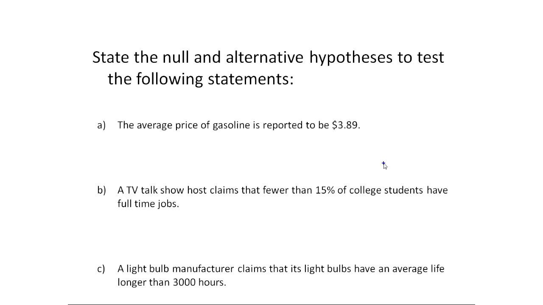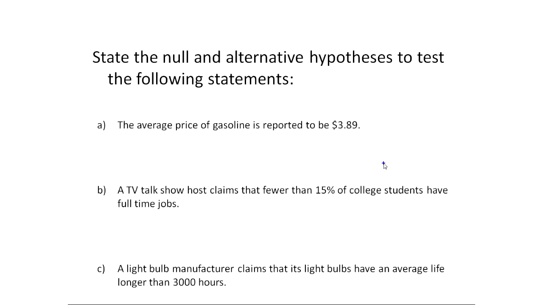Hello, this is Jeremy, and in this video, I'm going to talk about how to get a null and alternative hypothesis given a specific question. So my process is generally to write out the statement that we're trying to test and then write its complement and determine from there which one is the null and which one is the alternative.